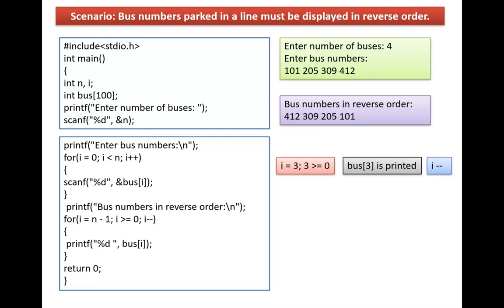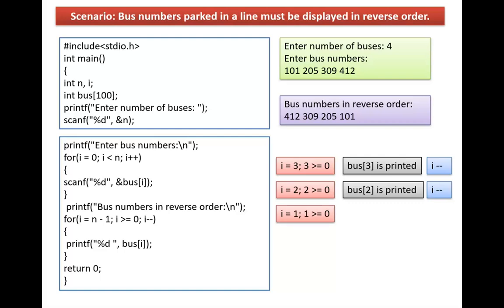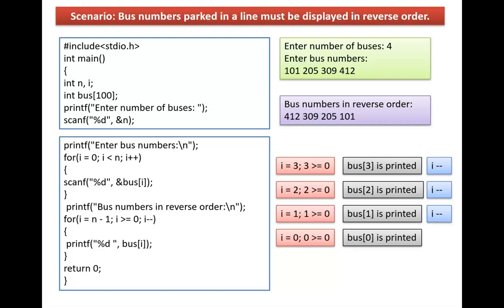Right. i minus minus. i is equal to 2. 2 is still greater than or equal to 0. So bus of 2 is printed. i gets decremented. i is equal to 1. 1 is still greater than or equal to 0. Bus of 1 is printed. i gets decremented. i is equal to 0. 0 is greater than or equal to 0. Bus of 0 is printed.